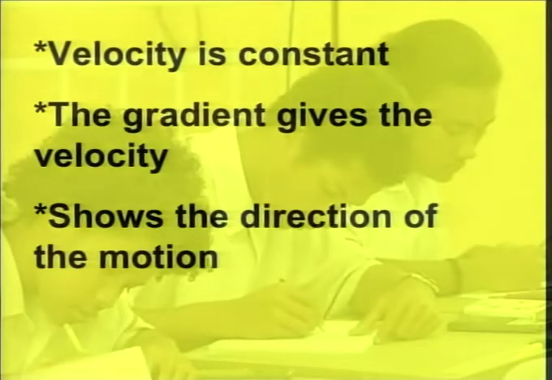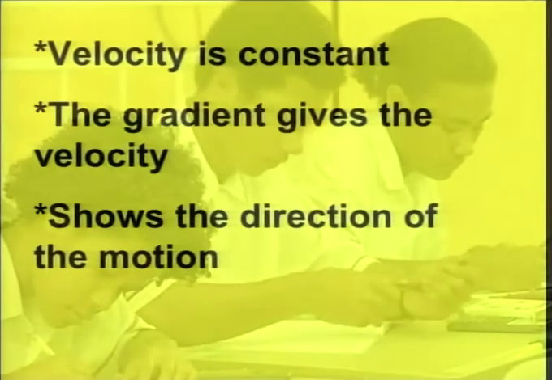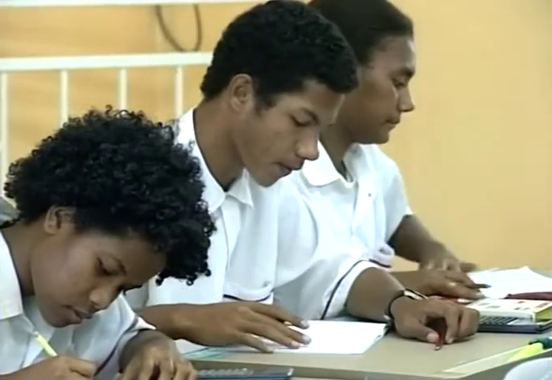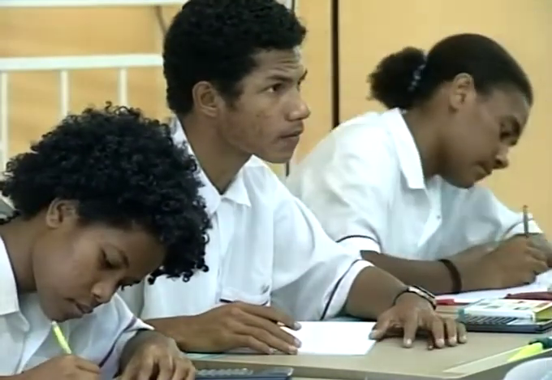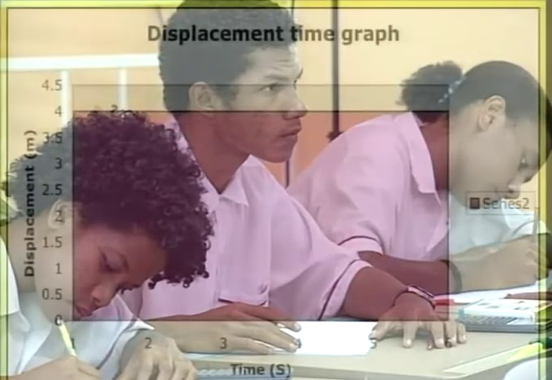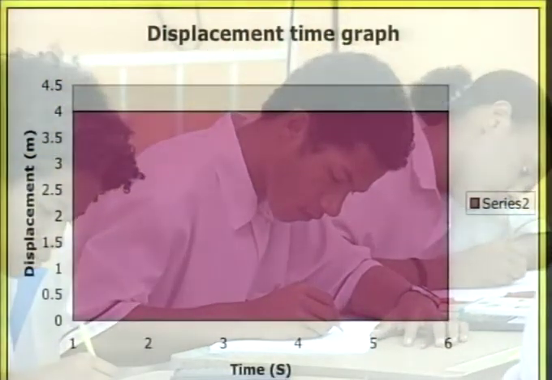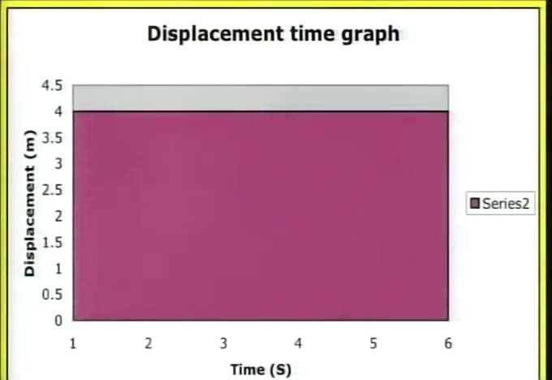Okay, we'll move on to the second graph. Again, also a displacement time graph. You said there was no change in velocity, so that means the object was at rest. Okay, because the time is increasing at displacement, which is 4, the object was at rest.